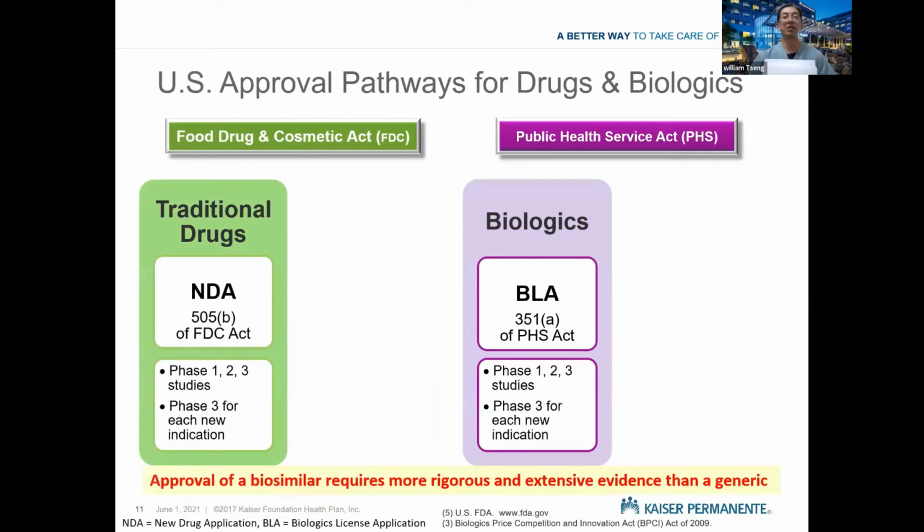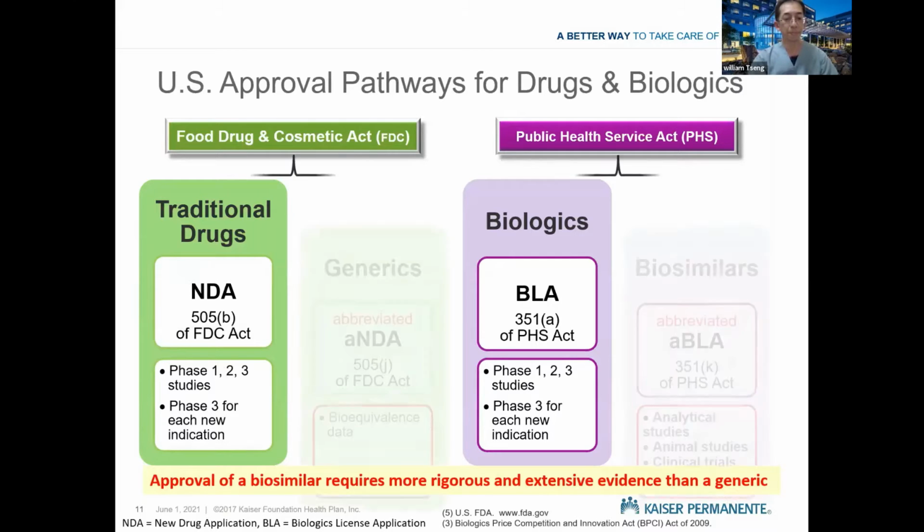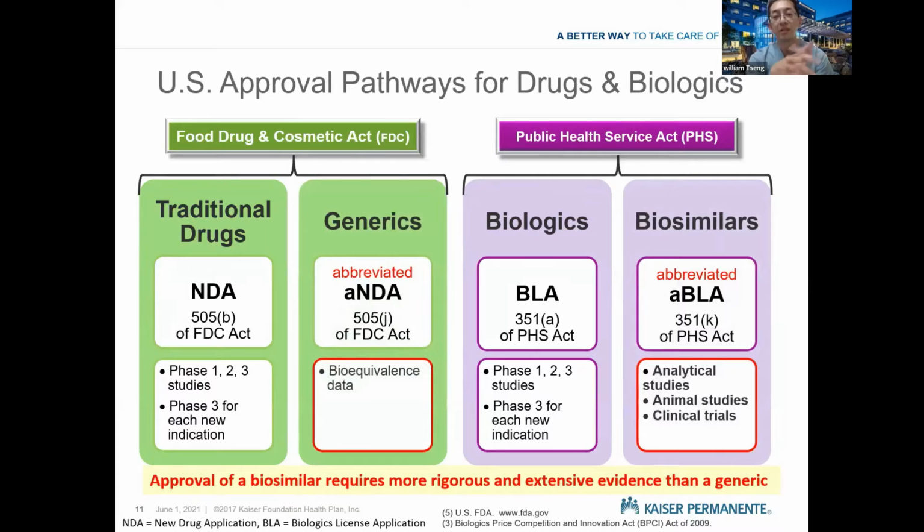So the approval pathway for traditional medication is really just making sure that you go through the phase 1, 2, 3 studies. And for the biologics, it's through the 351(a) of the PHS Act. Again, phase 1, 2, 3 studies, and phase 3 for a new indication. But there are abbreviated approval pathways for generics or traditional drugs and biosimilars.